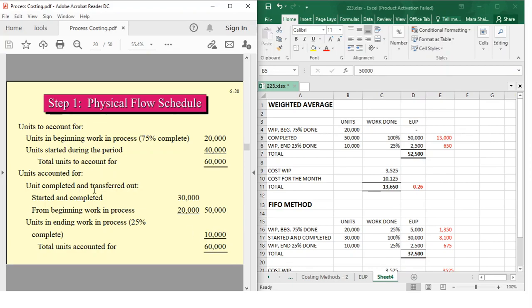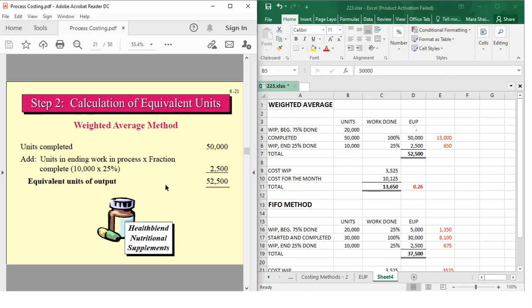So, as you can see here, in the units accounted for part, you can identify how many units you started in that period and completed, or how many units came from your beginning work in process, which comprise your completed and transferred out. Then, the remaining is of course your ending work in process. So that is the physical flow side. Again, you saw it in your EUP.